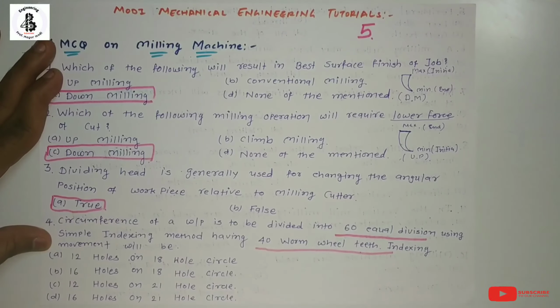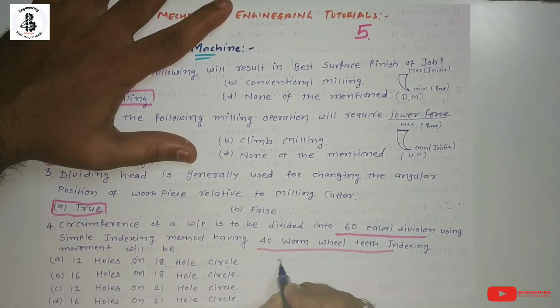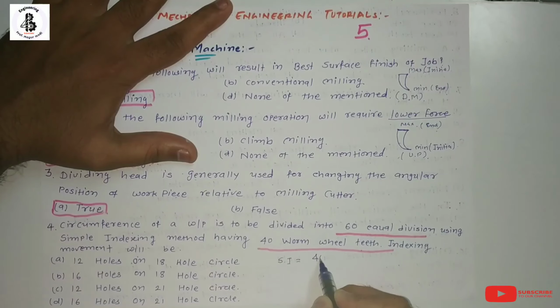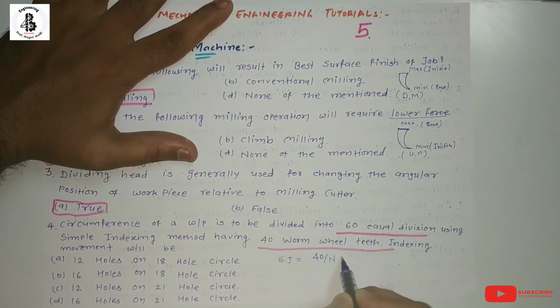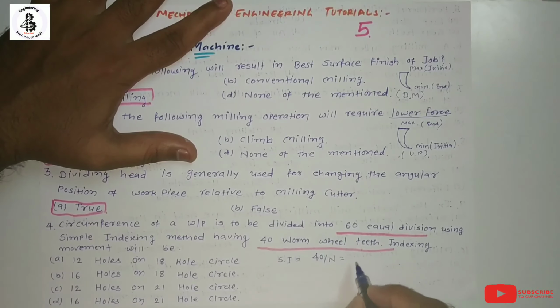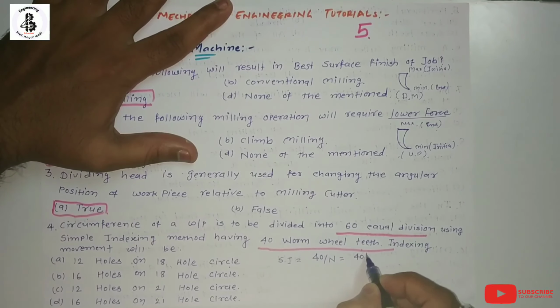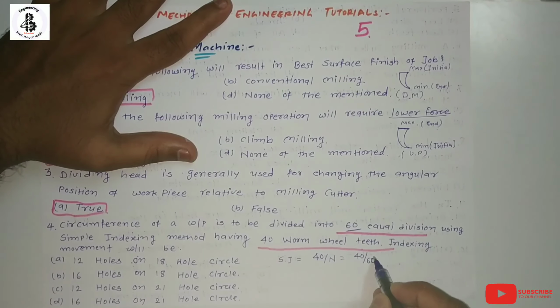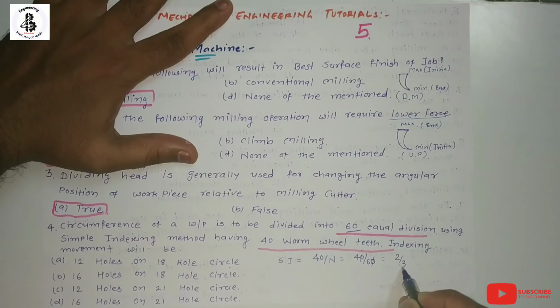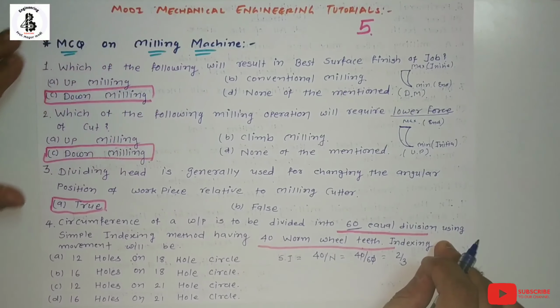So for the simple indexing method, the indexing is equal to 40 divided by N, where N is the number of equal divisions required. So 40 divided by 60, you will get the fraction 2 by 3 for the indexing.